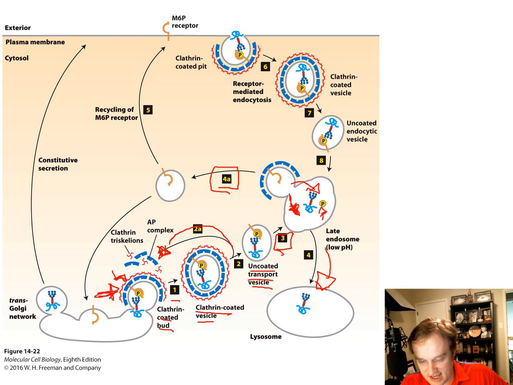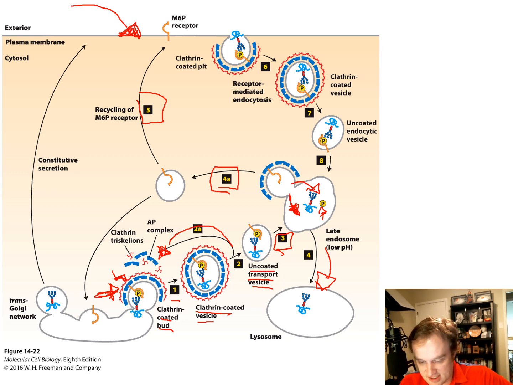However, there are modifications to this. So step 5 over here, we see that some receptors are actually delivered to the cell surface after this process. So this process can also take enzymes from the exterior of the cell and deliver them to the lysosome, not just from the Golgi network. So we're going to look into this a little bit.